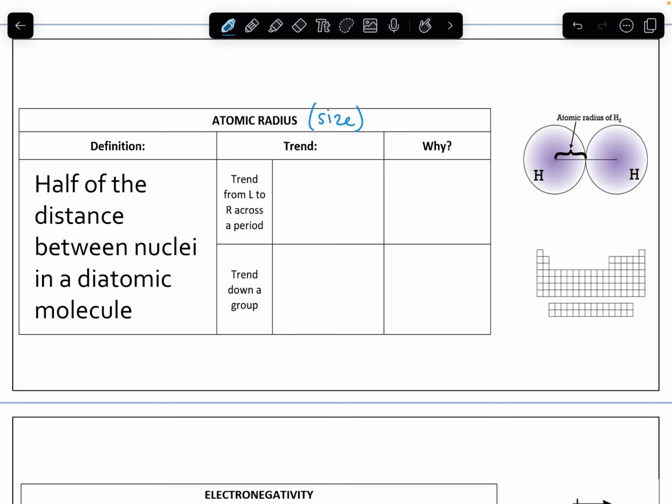So if we think about our trend from left to right, as we're going across the table here, we know that our size is going to decrease. Okay, so I'm just going to put a little arrow down. And then if we're going down a group, we remember from yesterday, that means that our size is actually going to increase. So let's talk about why that is.